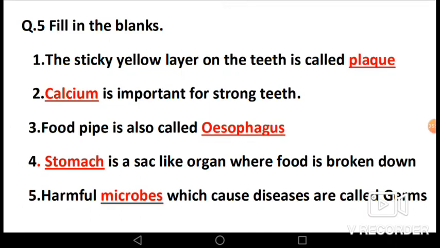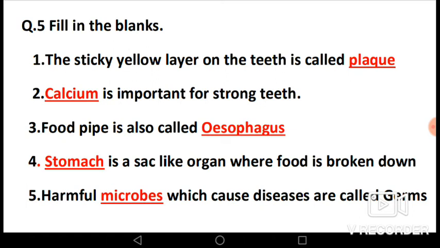Now let's see fill in the blanks. First, the sticky yellow layer on the teeth is called dash. We all know that when we eat, tiny bits of food get stuck in the space between our teeth. We need to clean them out, otherwise germs can grow there and even form a sticky layer which is called plaque. The second is dash is important for strong teeth.